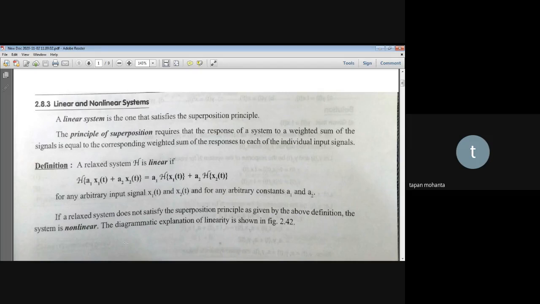This is known as the corresponding weight, and this is the operator. The response of the combined input is equal to the individual weighted responses. Look at this.